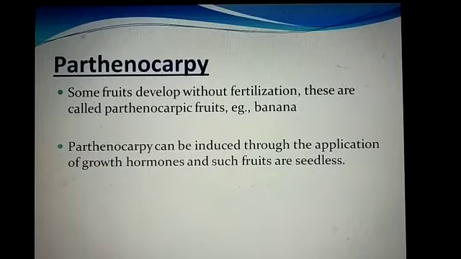Fertilization does not take place here. For example, banana. Parthenocarpy can be induced through the application of growth hormones, and such fruit are seedless. Seed is not formed because fertilization is not there. So we use it artificially also.